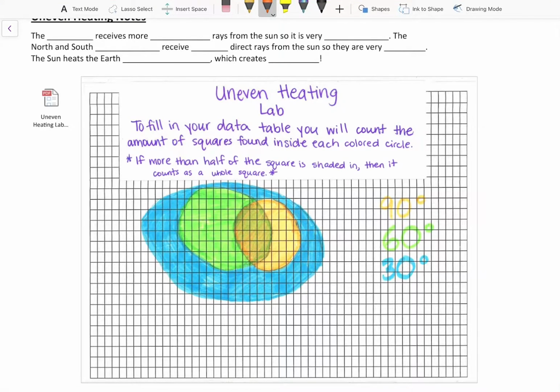Hey guys, so by now you should have completed this uneven heating lab. In this lab, you've looked at these three pictures, these three different angles, and you should have counted the number of squares that are found within each of those circles. So you've got that orange-ish colored circle, you've got green, and you also have blue.